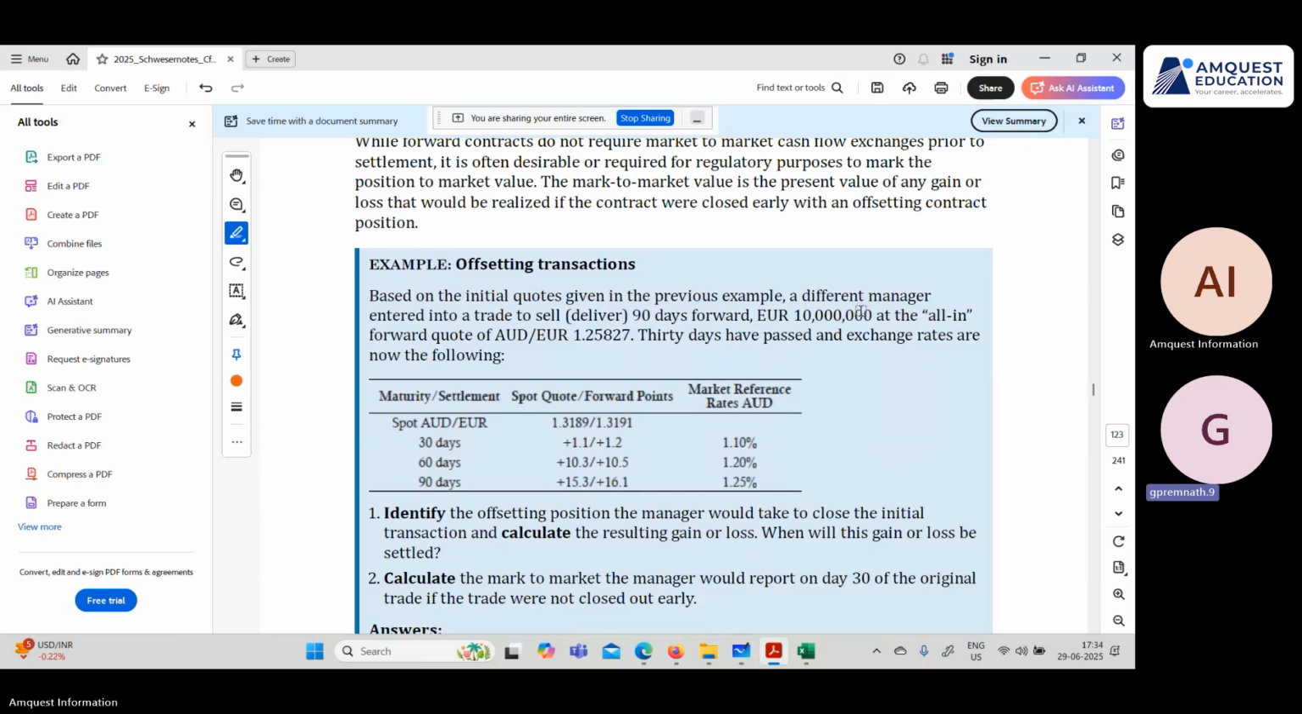So when he's selling euro, he has to buy AUD. Now, obviously, if he's buying AUD, he will want to buy the cheapest. So therefore, he does the 1.25827. You said you want to buy the cheapest. What does that mean? He will have to buy Australian dollars. It says over there: entered into a trade to sell 90 days forward euro 10 million. So would he not have to buy if he's selling euro 10 million? He'll have to buy AUD, right?